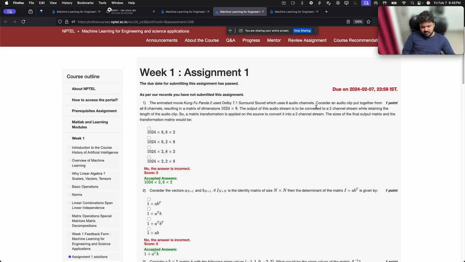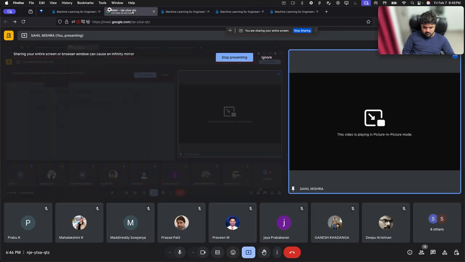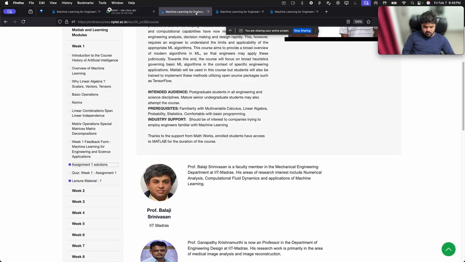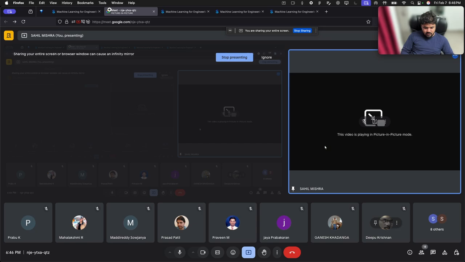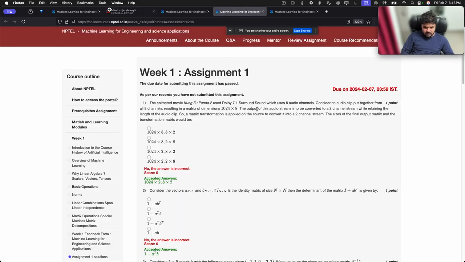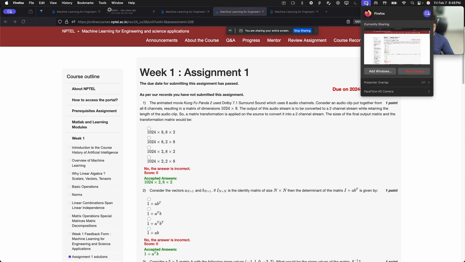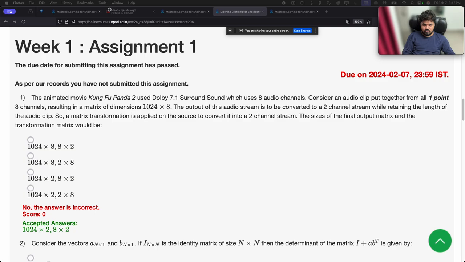Are you able to see question number 1? Read this question and solve it. If you're not able to solve it, let me know. Anyone of you can unmute yourself and read it aloud. Can you read it out loud?